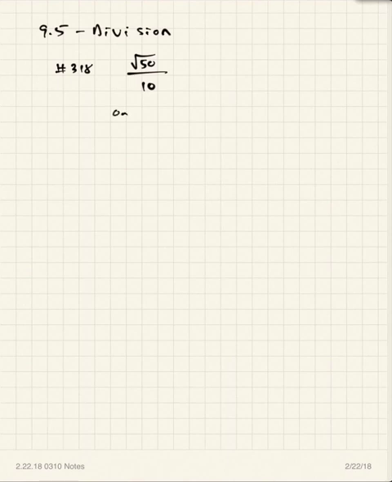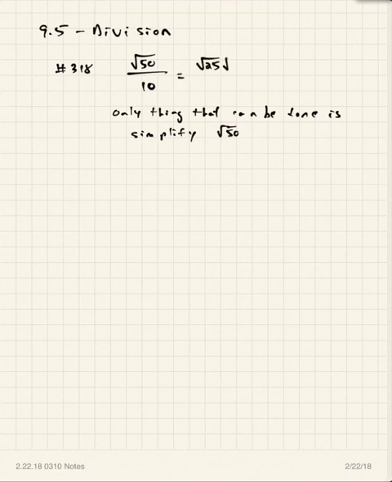So the only thing that can be done is simplify the square root of 50, because I can't divide them because one of them is a radical and the other one's not. So the square root of 50 I break up as the square root of 25 times the square root of 2. I'm hoping you're getting the hang of that kind of simplification. And so the square root of 25 is 5.